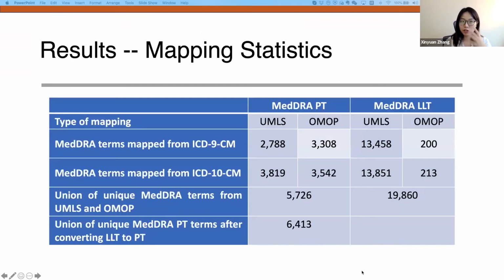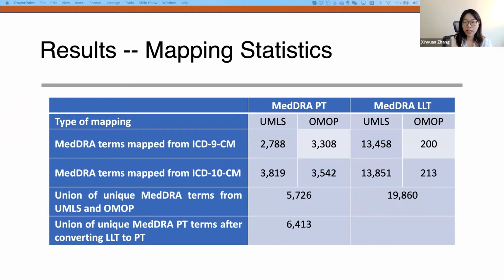And here are the basic results of our mapping status. After removing the duplicates, there is a total of around 5,726 MedDRA PT terms and around 19,000 MedDRA LLT terms that have a mapping to at least one of the ICD codes in UMLS and OHDSI. And we cross-checked with the MedDRA 23.1 version of the release, the official document, to have an idea of the total number of PT terms.